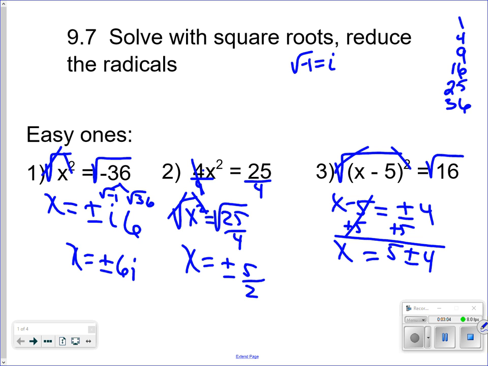Now if you can remember this from yesterday, this is the exact same question from yesterday. Cover up and do one piece at a time. 5 plus 4 is 9, and then 5 minus 4 is 1. So your two solutions for that one are 9 and 1.